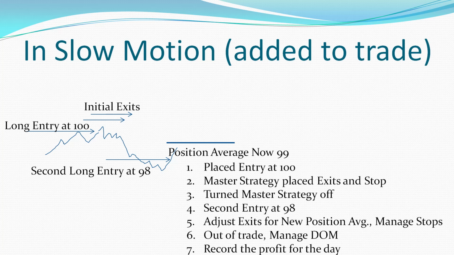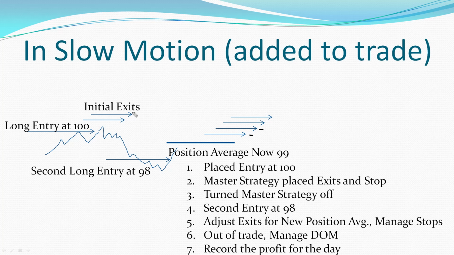So I've made a second entry. I can see my position average in the dome, right? So now I need to adjust the exits for the new position average and also to maintain stops as well. So the first thing I do is I see my position average, I see the profit that I want to go for, and now I have to manually place at least those first two levels, right? And you can combine levels, etc. So I would be placing these two manually, right?